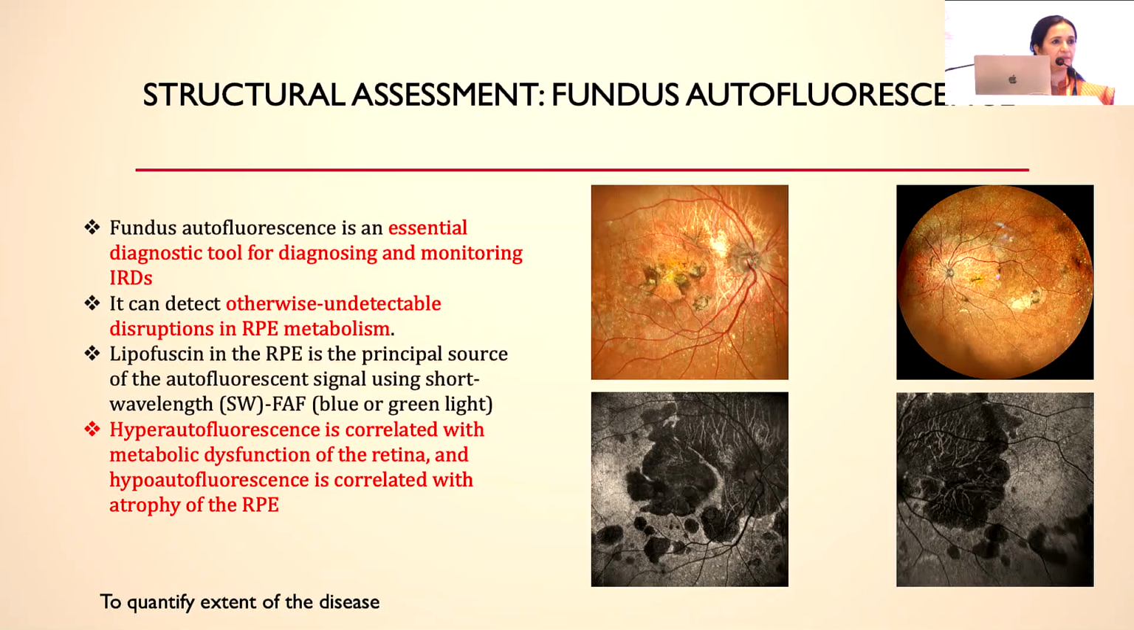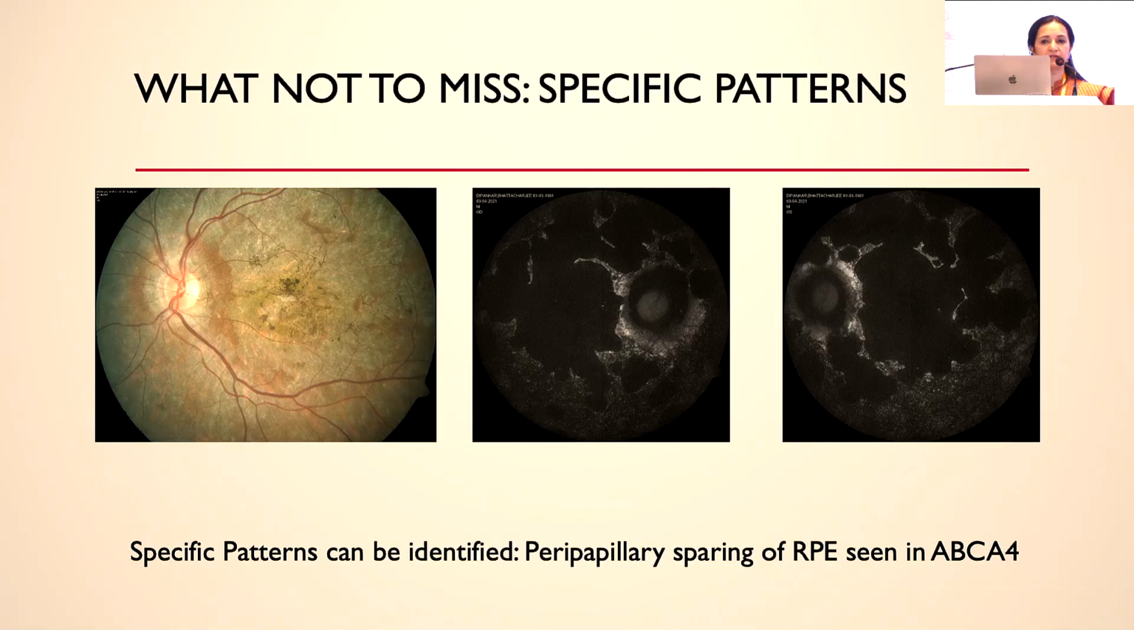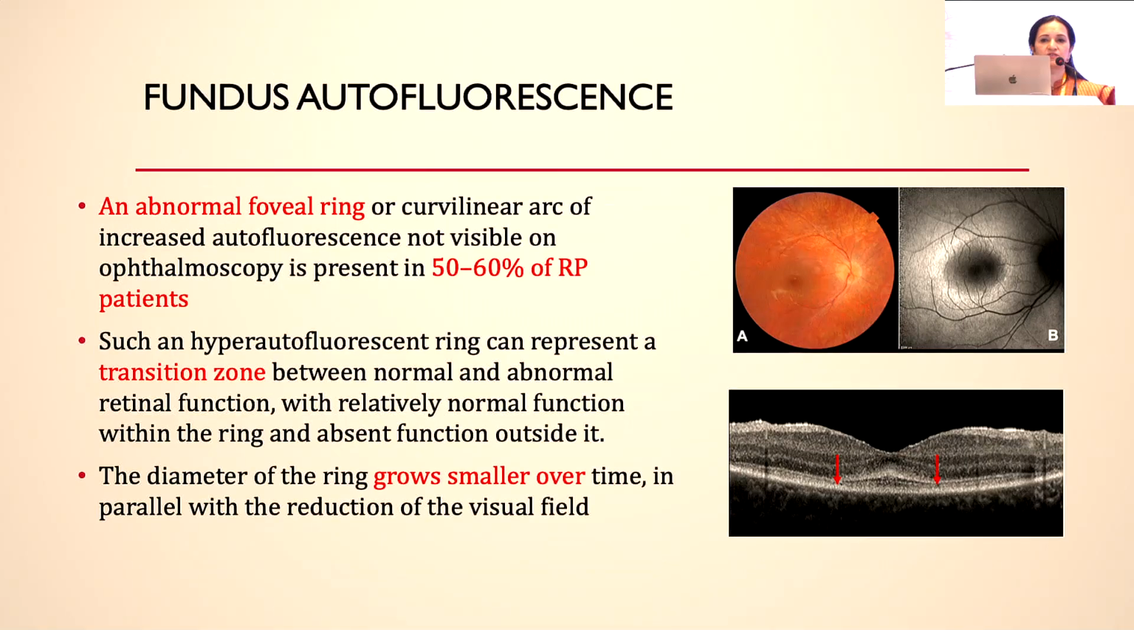When you see a patient of IRD, this is one indication where you must advise a fundus autofluorescence and never miss a typical pattern. A fundus autofluorescence which is abnormal with peripapillary sparing could be due to underlying ABCA4. So if you do a careful clinical characterization, you already have some possible genes in your mind when you advise genetic testing. Autofluorescence can also tell you whether the disease is progressing.